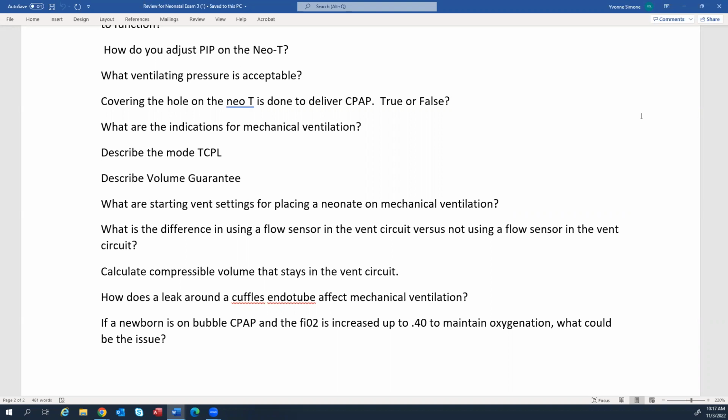In pressure control, we get an automatic decelerating flow wave pattern where there's a lot of flow at the beginning of the breath and then it slows down. With TCPL, you set your flow rate and it's delivered at a constant flow rate. So that's the difference between pressure control and TCPL.